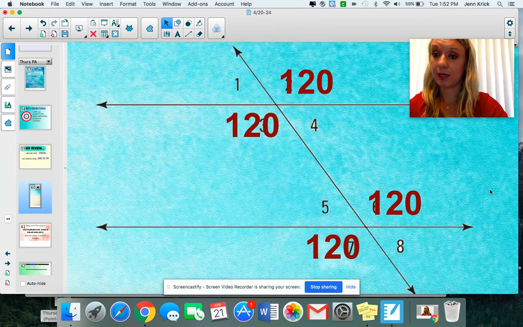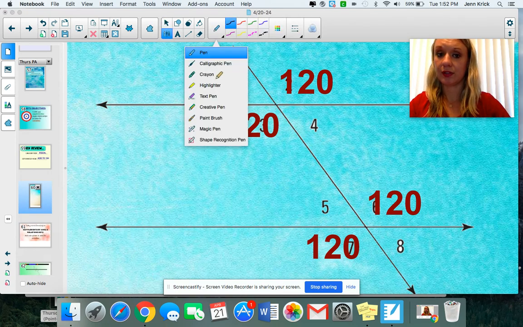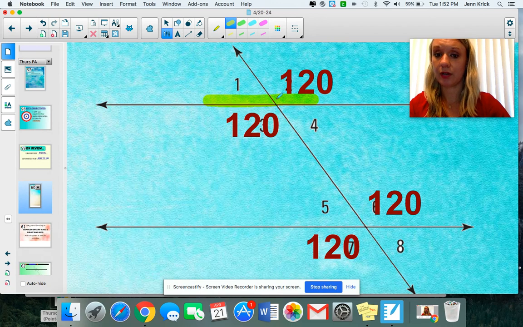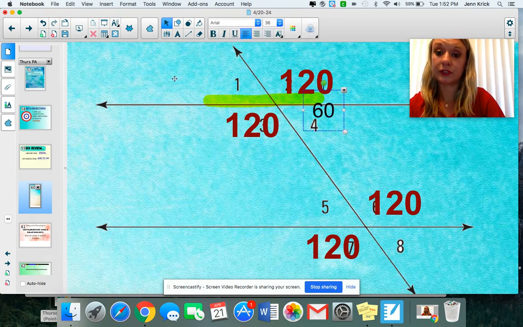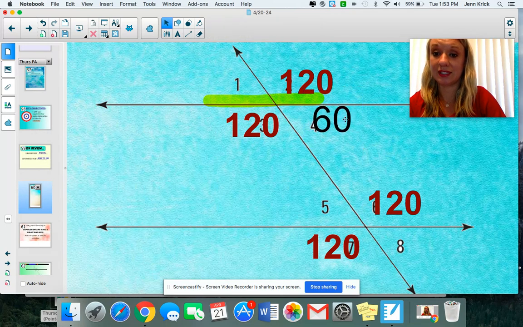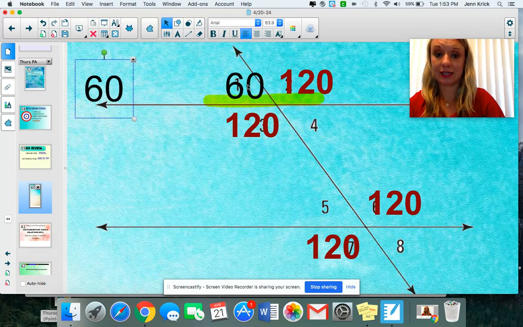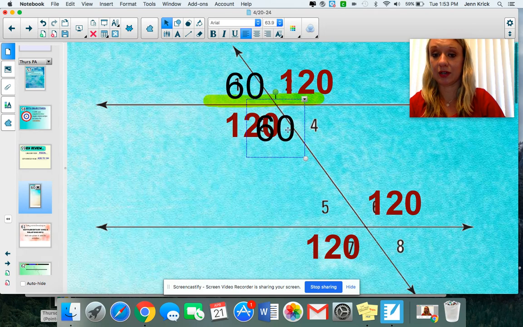Now, here's where supplementary comes into play. We know that these two angles here are in a straight line, which means that they add up to 180 degrees. So ask yourself, 120 plus what gets you to 180? Or do 180 minus 120? And hopefully we can come up with the answer of 60. So then that 60 is going to come into play for the rest of the diagram.